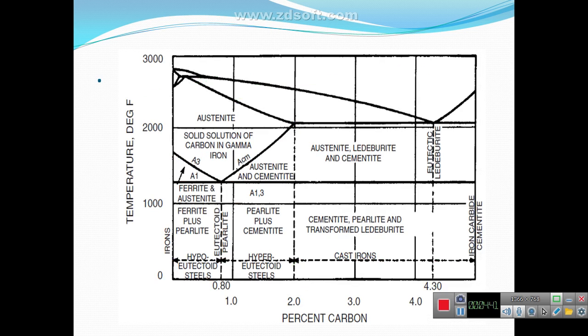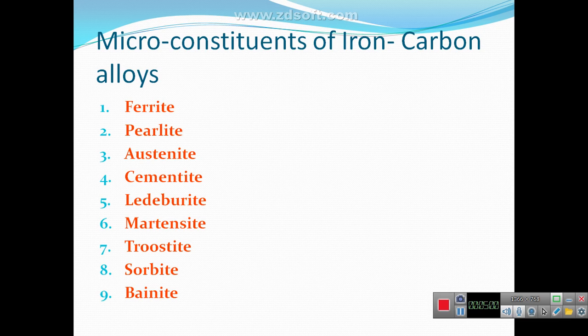Next, in this PPT, we can see what solution stages occurred in the iron carbon diagram, like solid solution of carbon and liquid solution, pearlite, cementite, and hypoeutectoid steels that are formed. And in this part we can see the microconstituents of iron carbon alloys. First one ferrite, next one pearlite, third one austenite, fourth one cementite, fifth one ledeburite, sixth one martensite, seventh one troostite, eighth one sorbite, ninth one bainite.